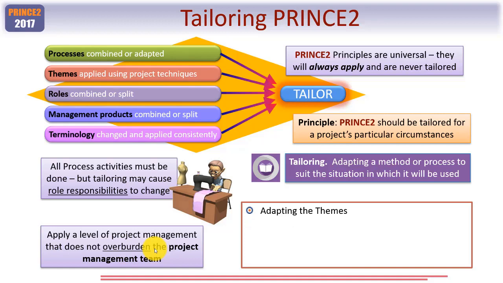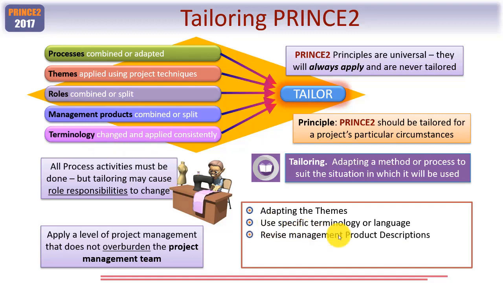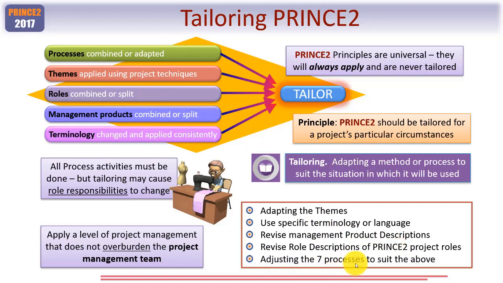So the steps, rather than the sequence of course, that you'd need to go through, would be to adapt the themes in an appropriate way. To use specific terminology or language, referring to this point up here. Revise the management product descriptions as and when necessary, to echo this point here. To revise the role descriptions of PRINCE2 project roles, as in here, and to adjust the 7 processes to suit all of the above. Can you see that you don't need to tailor the themes per se, you merely apply them in a way that makes sense for your project, and that in and of itself becomes theme tailoring.